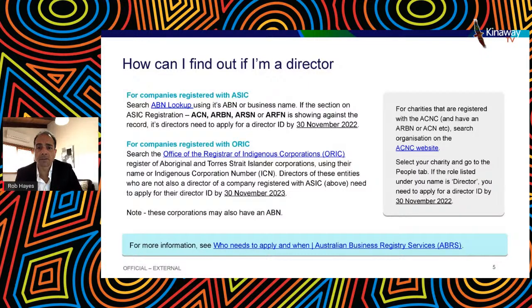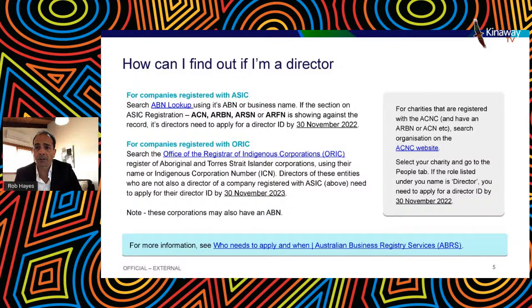there are search facilities available through the ORIC website, oric.gov.au, for those particular entities, which will also disclose the details of directors. Those specific entities have an Indigenous Corporation Number, or an ICN. Directors of those entities have a different time frame in which to apply for their director ID. Those existing directors have until the 30th of November next year, 2023, in which to apply for a director ID.